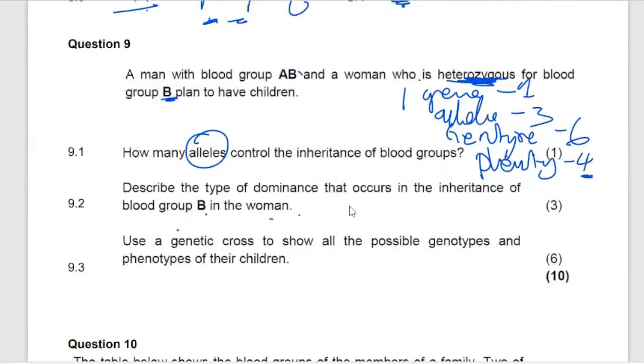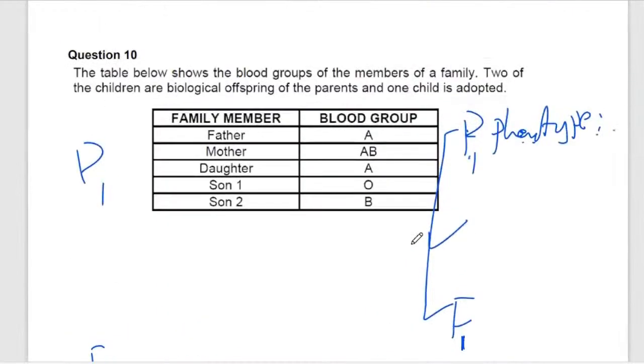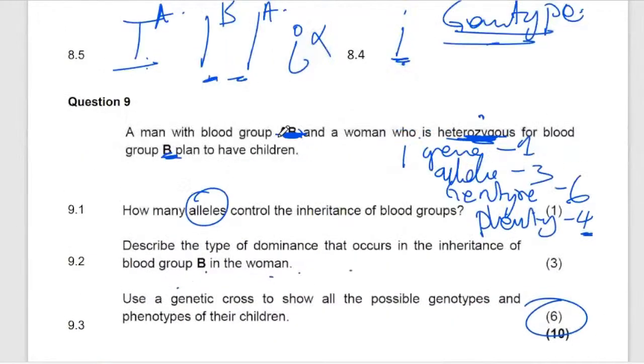Because this is 6 marks, 3 marks are free. Use the genetic cross to show the possible genotypes and phenotypes. But what did they say? They said a man of blood group AB, so you say a man of blood group AB times a woman of blood group B. You don't need to tell us heterozygous, because when you look at someone, you can't say they are heterozygous. We just say heterozygous or homozygous so that you know what you're going to cross. So you say P1, F1, and we give you a tick. Now you tell us the phenotype: a man of blood group AB times a lady of blood group B. That's all.